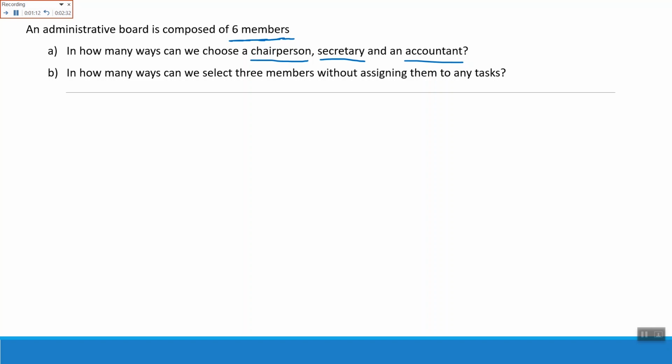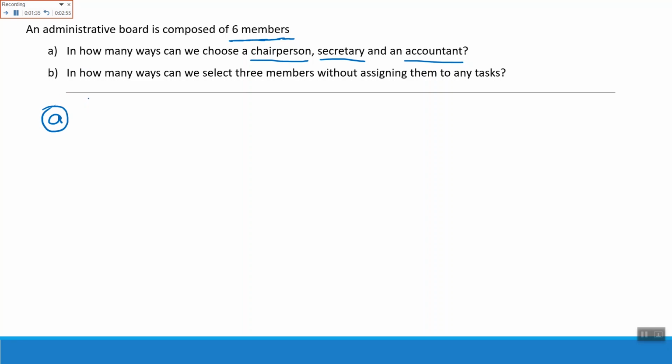Is it going to be C or B or A? So you have to arrange them. After you select them, you have to arrange them to put 1 as the chairperson and 1 as the secretary and 1 as the accountant. So the arrangement is really important. And whenever the arrangement is important, what we use is a permutation, not a combination.